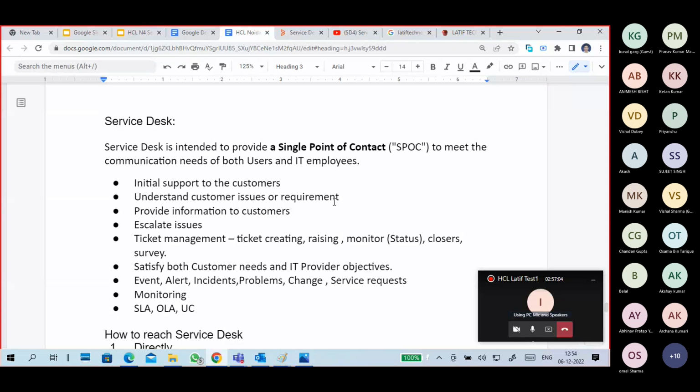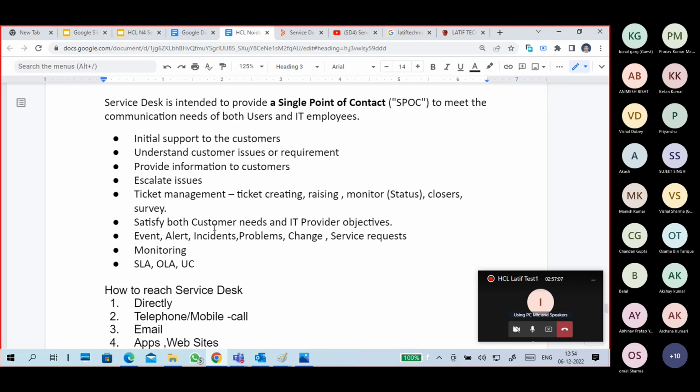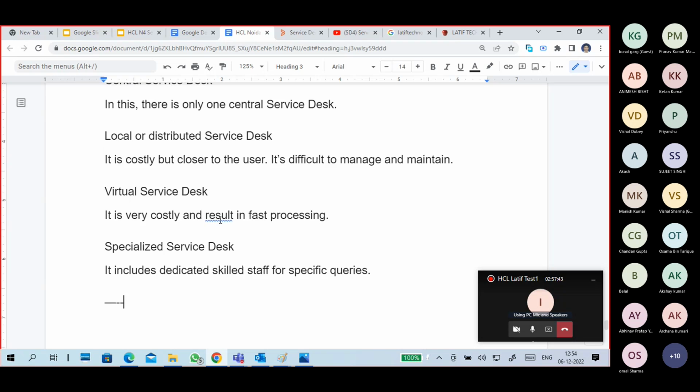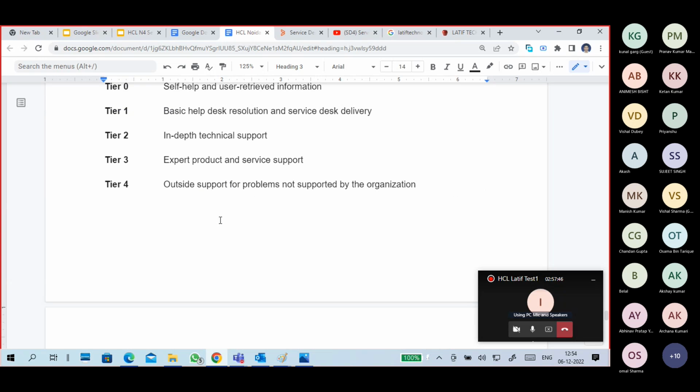The service desk understands the customer requirement or customer issues, provides initial support and information to the customer, creates tickets, manages tickets, monitors ticket statuses of customer requirements, closes tickets, and escalates issues. The service desk satisfies both customer needs and the IT services provided, maintaining SLAs and tickets. These are the main points in the service desk.